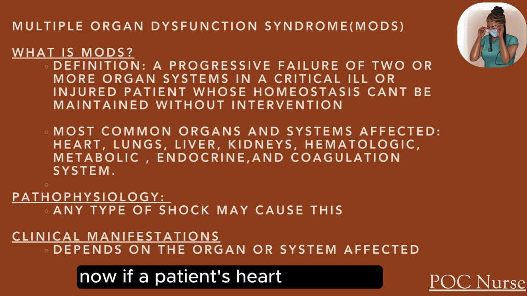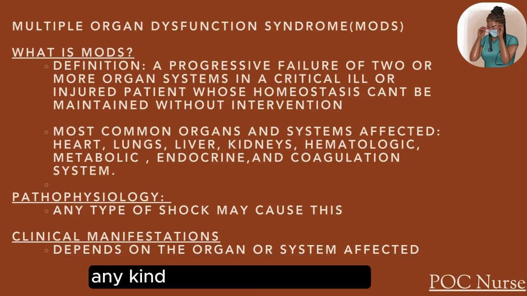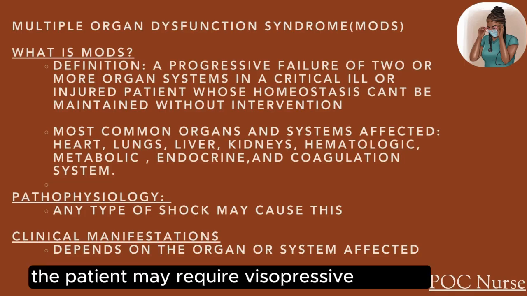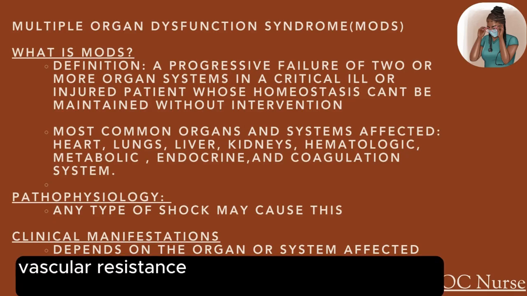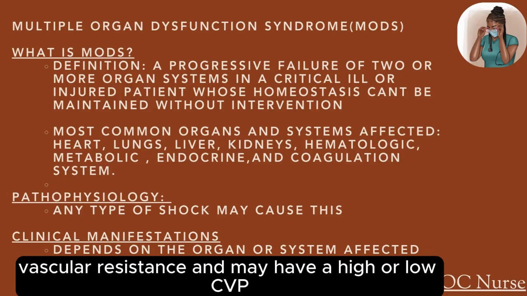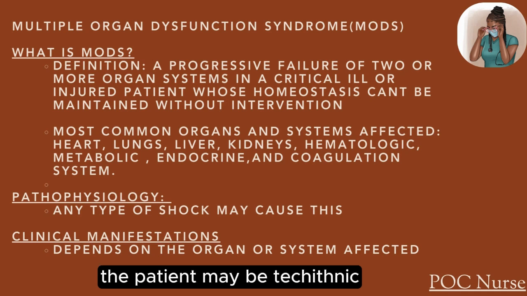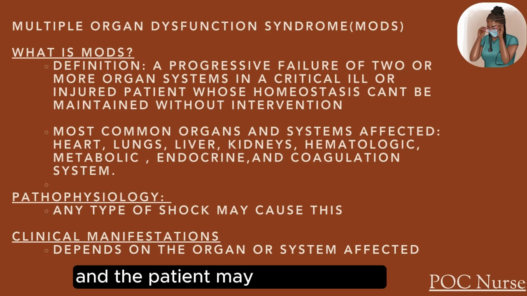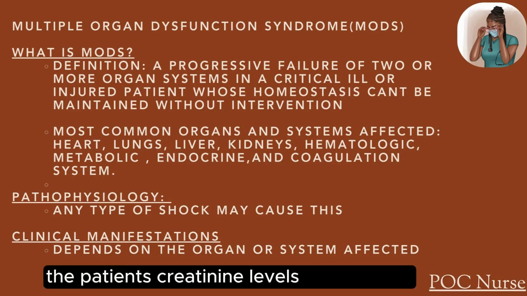Now, if a patient with multiple organ dysfunction syndrome has any kind of cardiac dysfunction, it may be exhibited by hypotension, tachycardia, arrhythmias. The patient may require vasopressor support for hypotension. The patient may have decreased systemic vascular resistance and may have a high or low CVP and may also have high troponins. If the patient's lungs are involved, the patient may be tachypneic, may have dyspnea, and may be hypoxemic.